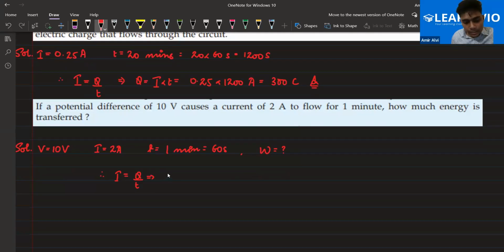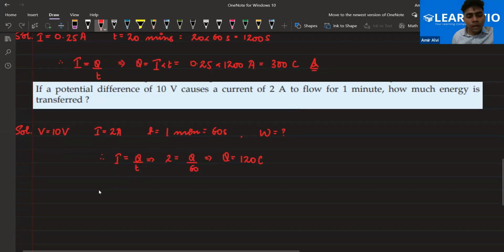So I is 2 ampere, equal to Q, which we need to find, divided by time, which is 60 seconds. So if you multiply it, charge would be equal to 120 coulomb. Yes or no, everyone? Now, according to the work done and potential difference, the formula is V is equal to W by Q. How many of you remember this thing? The last topic.